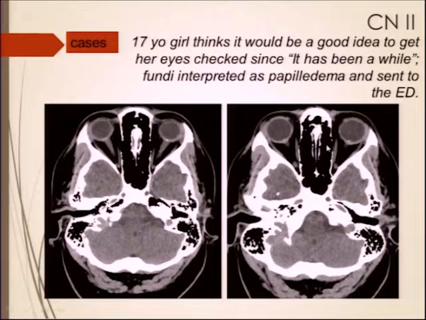Here's a case that's good to keep in mind. This is a 17-year-old girl who thought that it would be a good idea to get her eyes checked out. She had had a recent physical exam and thought it'd be good to just get an eye exam as well. So she went to see her pediatrician, who unfortunately saw something unusual in the back of her eyes and interpreted it as papilledema, and then sent her to an outside hospital.